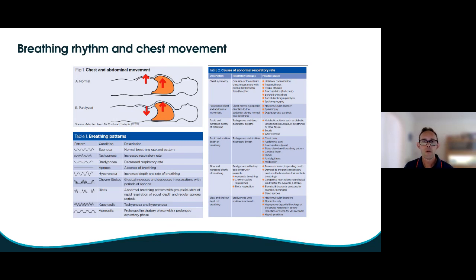Table 1 illustrates some of the abnormal breathing patterns compared with a normal breathing pattern. Tachypnea is an increased respiratory rate, bradypnea a decreased respiratory rate, and apnea the absence of breathing. Hyperpnea is increased depth and rate of breathing. Cheyne-Stokes is a gradual increase and decrease in respirations with periods of apnea. Biot's is an abnormal pattern with groups or clusters of rapid respirations of equal depth and irregular apnea periods. Kussmaul's, as mentioned with the diabetic patients, is tachypnea and hyperpnea. Apneustic is a prolonged inspiratory phase with a prolonged expiratory phase.